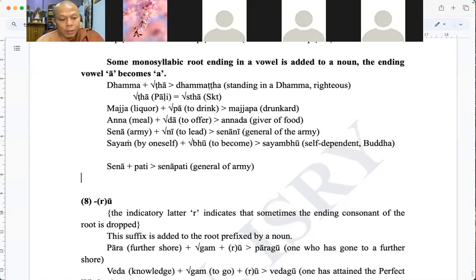So in the same way, Geha and Bati. Later the E is changed to R, so we have Gahapati. That means also owner of the house, that means householder. In this way.